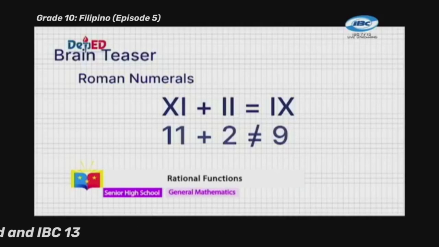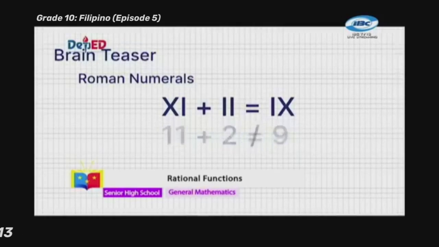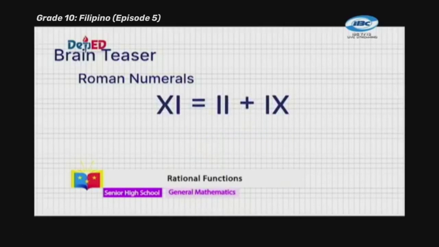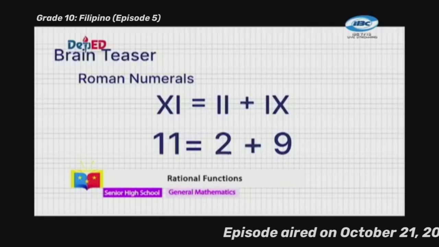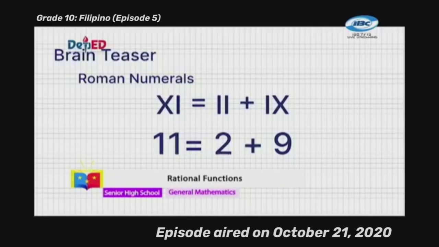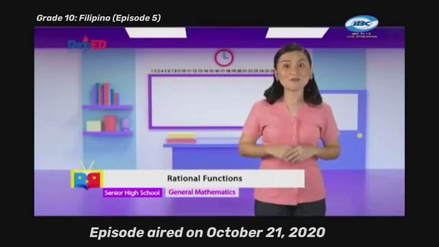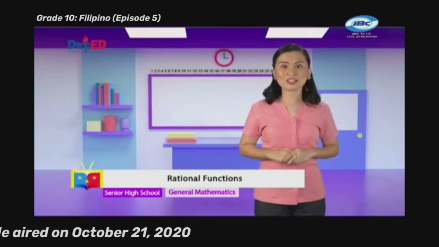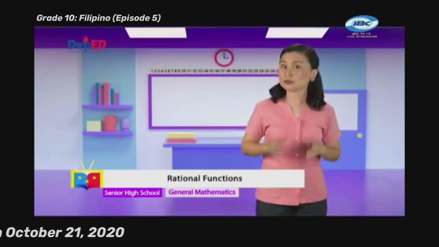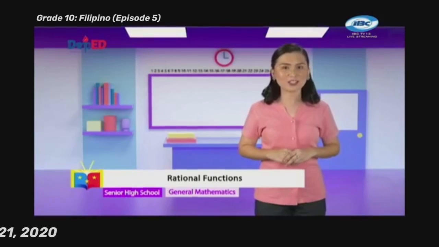Your time is over. If we turn this upside down, this will be XI, which is 11, is equal to II or 2, plus IX with a value of 9. It makes sense now, right? 11 is equal to 2 plus 9. Did that make you mathtivated? Let's keep going then. This is just a practice to check how well you reason out or how rational you are.